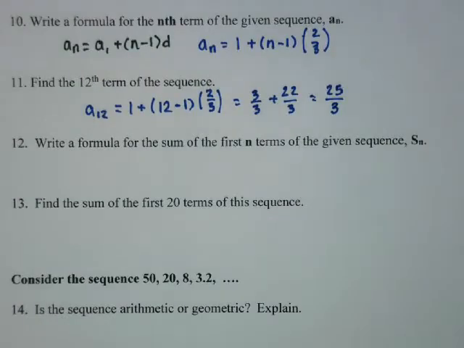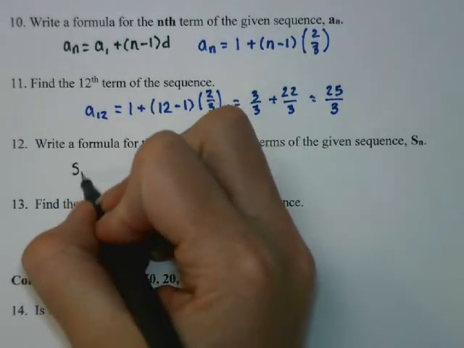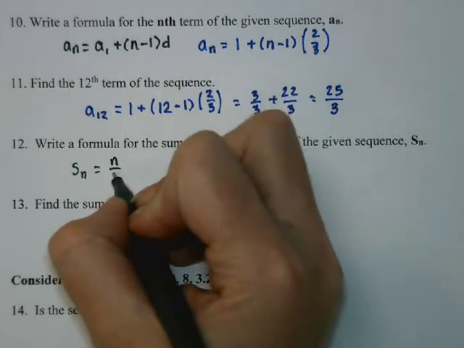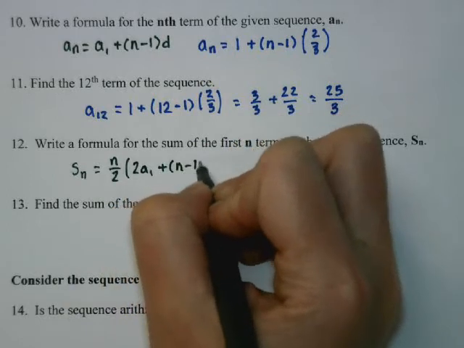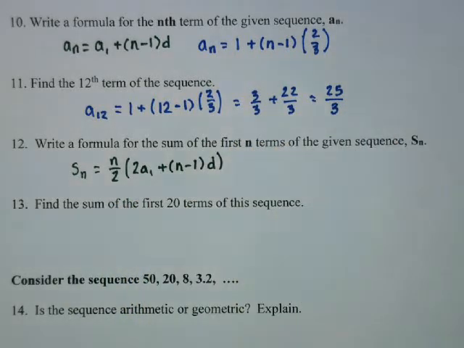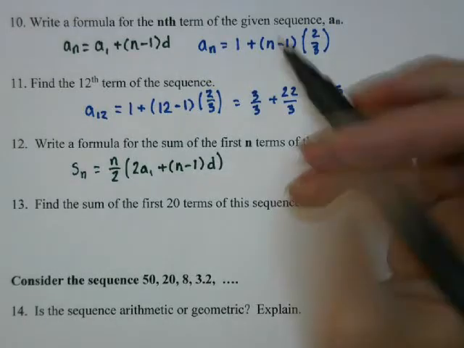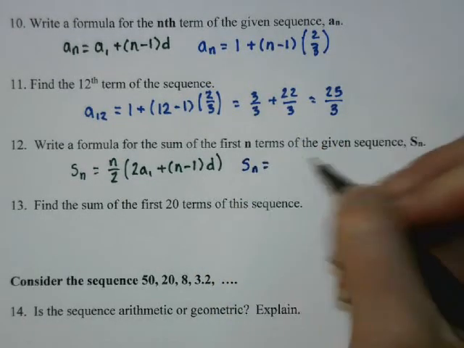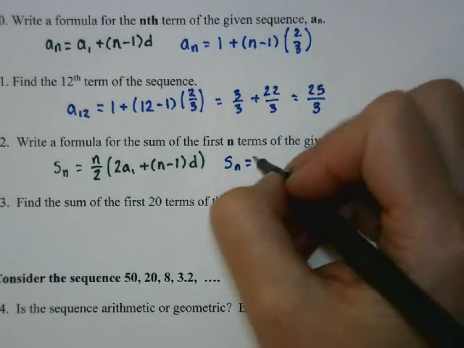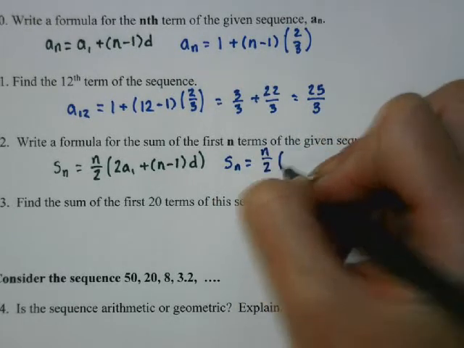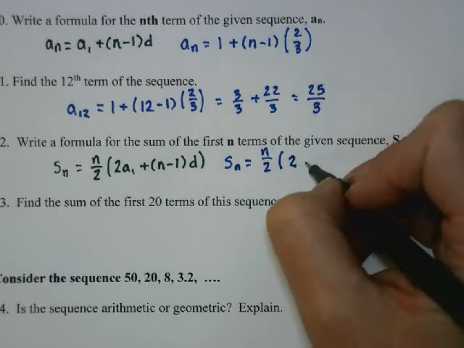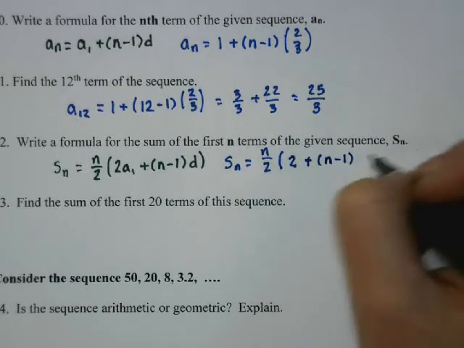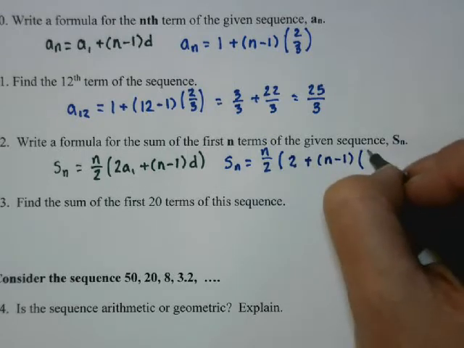Okay, the next one we want the sum. The general formula for a sum of an arithmetic is n over 2, 2a1 plus n minus 1 times d, and then we fill in the specifics. So the sum formula for this is going to be n over 2, 2 times a1 is just going to be 2, plus n minus 1 times my common difference of 2/3 again.